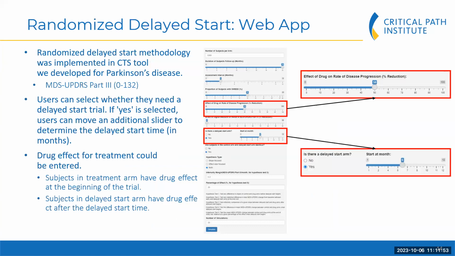Next slide, please. Yeah, this is the web app we developed for randomized delay start. Again, the CTS2 for Parkinson's has been modified to allow for randomized delay start. Users may choose whether to run a delay start trial and set the months at which treatment switching occurs. They're also given the option to choose the hypothesis type: slope focused, effect size focused, or both. And next slide, please.